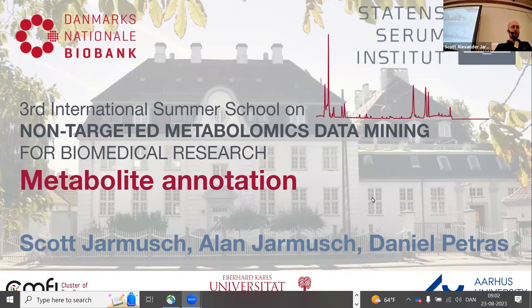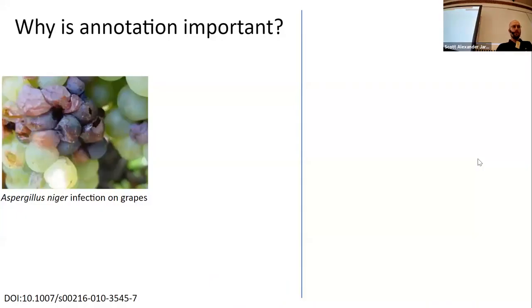So first thing is, why is annotation important? So for instance, you might not have any idea what's in your data. In one case that we work with a lot at DTU, we characterize mycotoxins in infections on fruits or other food products. So for instance, this is an image of Aspergillus niger.